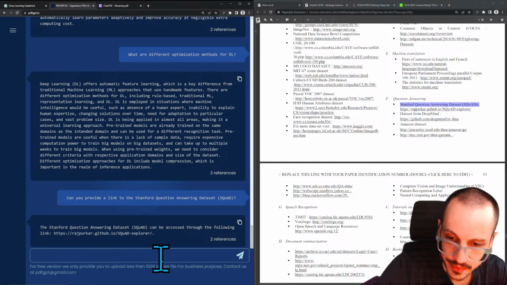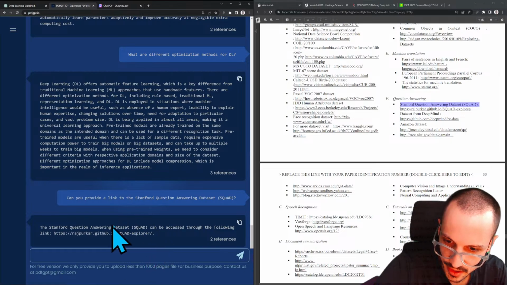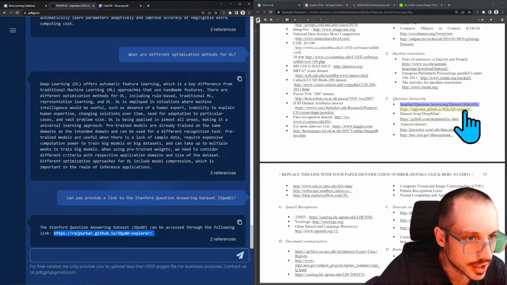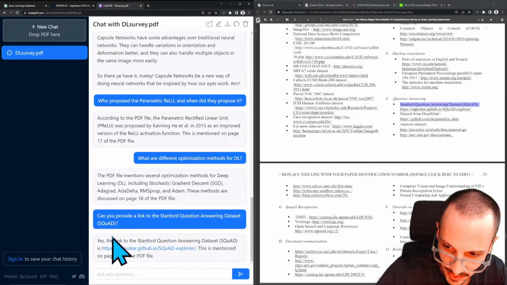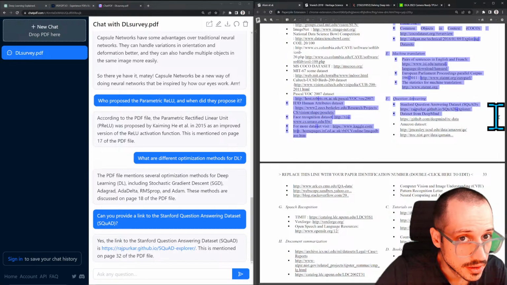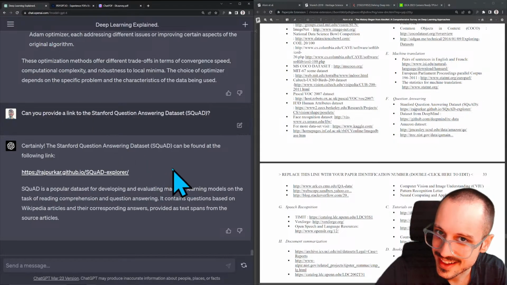Okay, so PDF-GPT gets it pretty much spot on. Here you go. Can be accessed through the following link: Raj Prakar GitHub.io. So I got the link right. ChatPDF also got the link right. Found it instantly here. Raj Prakar GitHub.io. So that's good. Now let's try good old GPT-4.